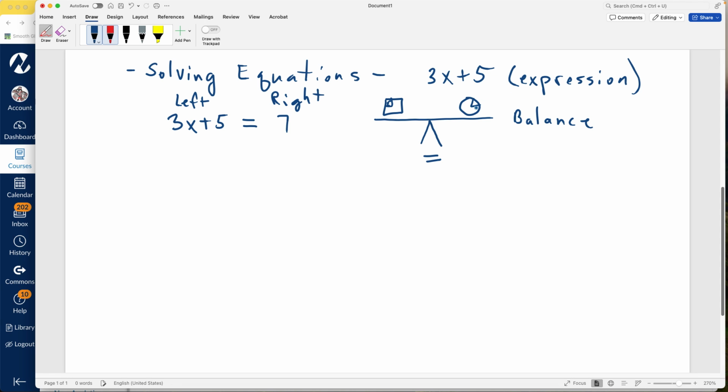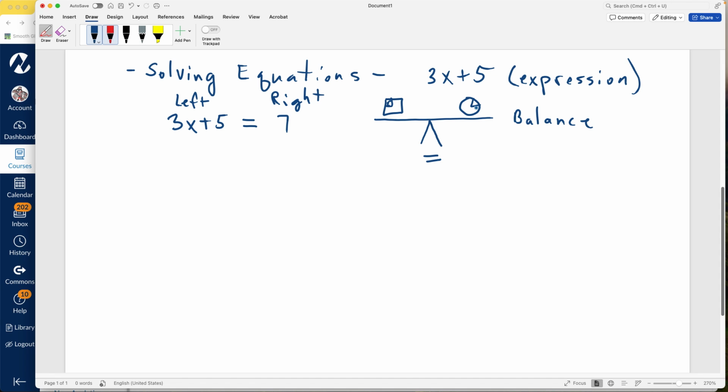Now they'll be balanced. So they will stay balanced as long as whatever we do to one side, we do the same thing to the other. So that's the idea behind what we're going to do today. We do the same thing to both sides, we keep the balance. Okay? And that's what we think of as equality, right?